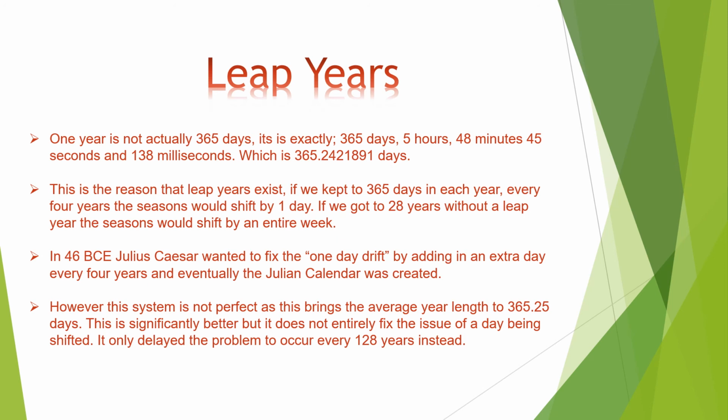If every year was 365 days, after 4 years, our seasons would shift by 1 day. After 28 years, this would shift our calendar out by 1 whole week. In the year 46 BCE, Julius Caesar, the Roman Emperor, attempted to fix this 1-day drift by adding an extra day every 4 years. This became the Julian calendar.